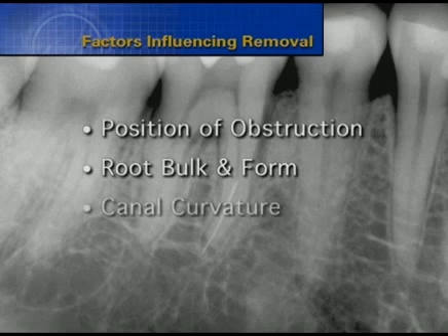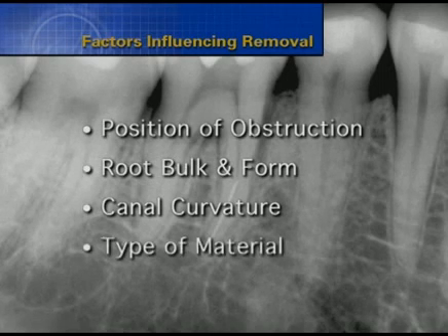In addition, instruments that lie in the straightaway portions of the canal can typically be removed. Separated instruments that lie partially around canal curvatures, although more difficult, can oftentimes be removed if straight-line access can be established to their most coronal extents. Finally, the type of material comprising an obstruction is another important factor to be considered. As an example, stainless steel files tend to be easier to remove than nickel-titanium broken instruments, as they do not further fracture during the removal process.